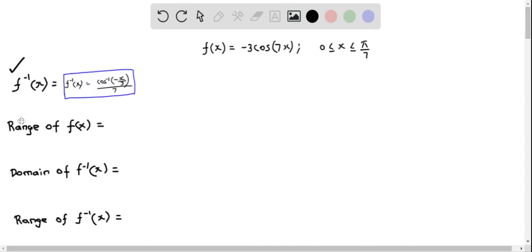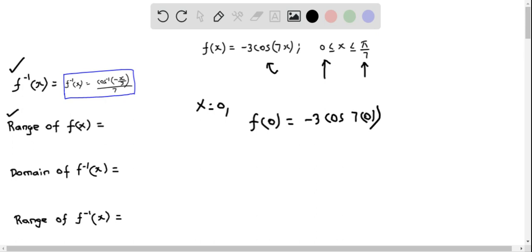We now determine the range of f of x. For this, I'm going to take the endpoints of the domain of the function, that is x is greater than or equal to 0 and less than or equal to pi by 7. We will substitute x equal to 0 as well as x equal to pi by 7 into the function and find the possible values of f of x. When x equals 0, f of 0 equals negative 3 times cos of 7 times 0. 7 times 0 is 0, so cos 0 is 1. So this becomes negative 3.